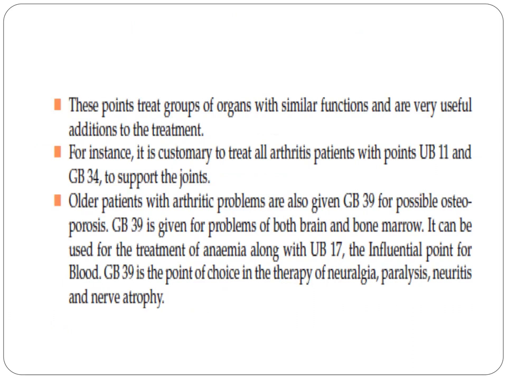GB39 is given for problems of both brain and bone marrow. It can be used for the treatment of anemia along with UB17, the influential point of blood. Then GB39 is the point of choice in the therapy of neuralgia, paralysis, neuritis, and nerve atrophy.